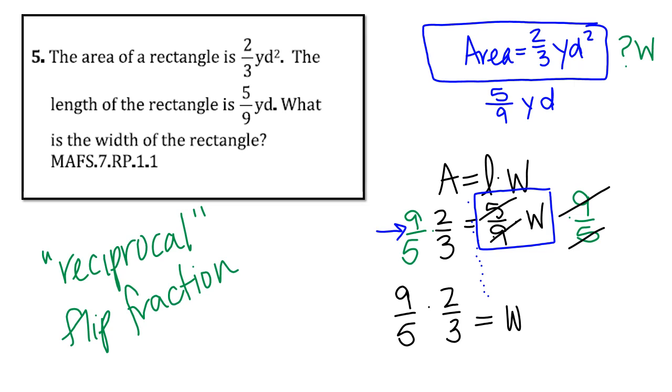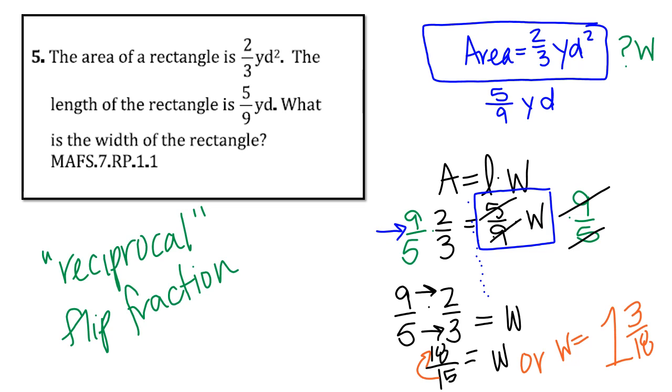Now our last step when we're multiplying fractions is just to multiply across. That's 9 times 2, which is 18, and 5 times 3, which is 15. Now I'm going to change this to a mixed number. So I ask myself, 15 can go into 18. Well, it can go in one time, right? Because 1 times 15 is 15. And I have 3 left over out of the 18.